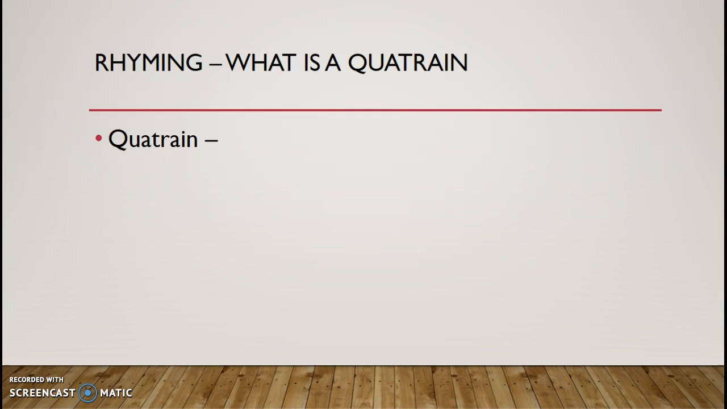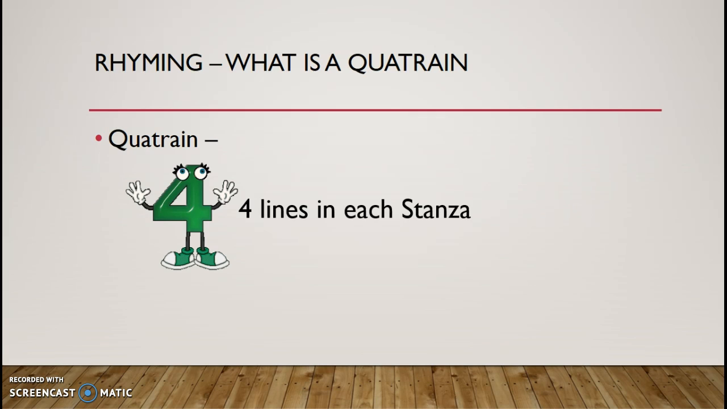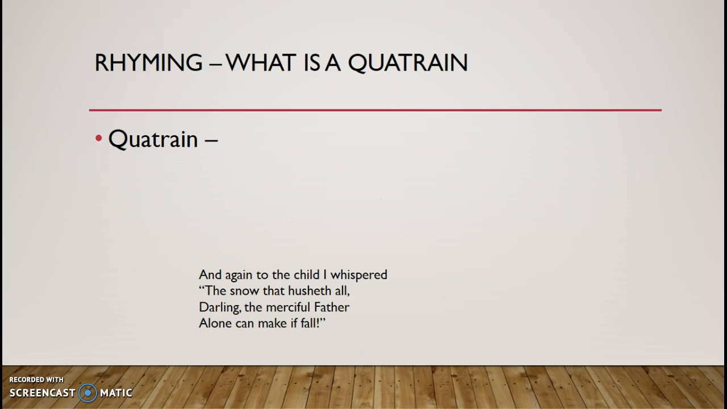Okay, let's go on. So rhyming, what is a quatrain? Previously I said there were 4 lines in that stanza. So a quatrain is 4. Uno, dos, tres, cuatro. We all know the Spanish counting at least to 5. So cuatro, it's a quatrain. There's 4 lines in each stanza. So a poem may have 5 stanzas, but in each of those stanzas, there's going to be 4 lines.